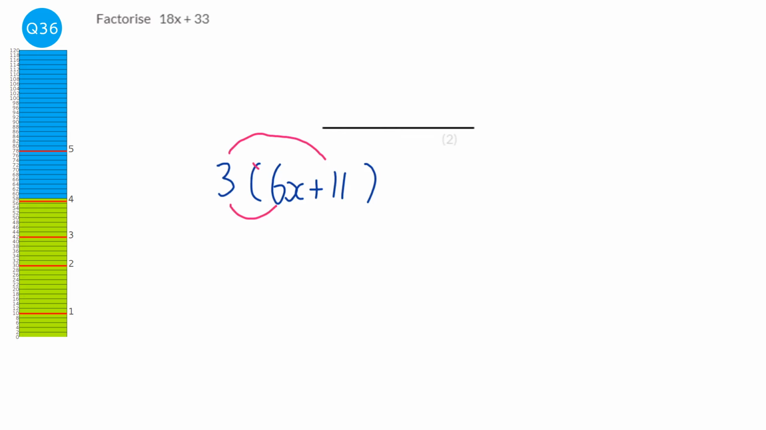And you can expand that. 3 times 6x is 18x. 3 times 11 is 33. So we know we've got the right answer. So our answer is 3 brackets 6x plus 11.